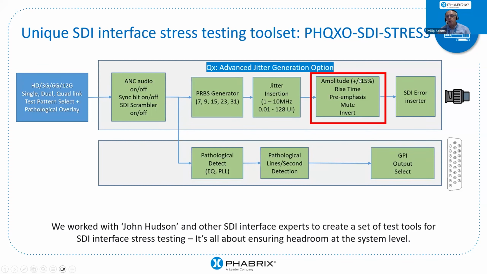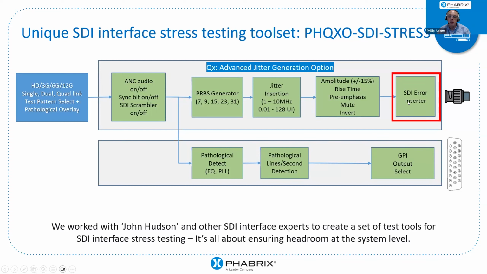We can then modify the physical eye pattern itself. We can change the signal amplitude plus or minus 15%. SMPTE spec is plus or minus 10. So this gives you the ability to go beyond the spec and check that your receivers are working with the full range of spec. You can play with rise time, you can play with pre-emphasis, you can mute it, and you can do a signal invert. You can do all this using the REST API. So you can do it automatically, create your own test sequences, etc.